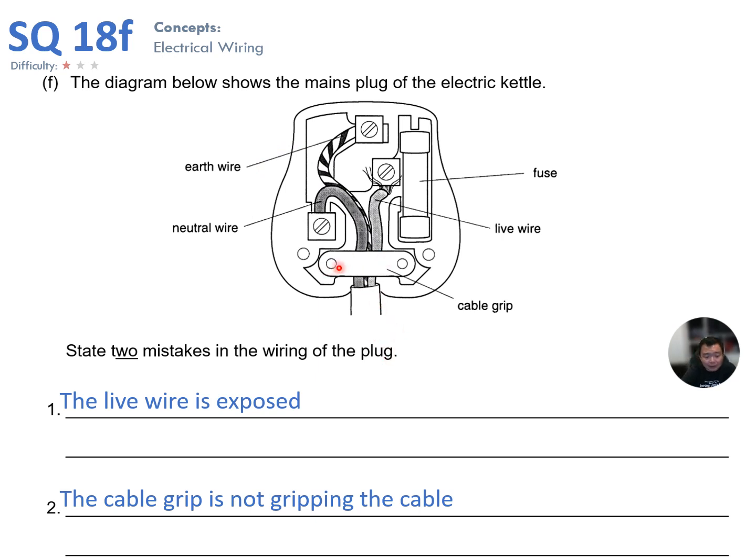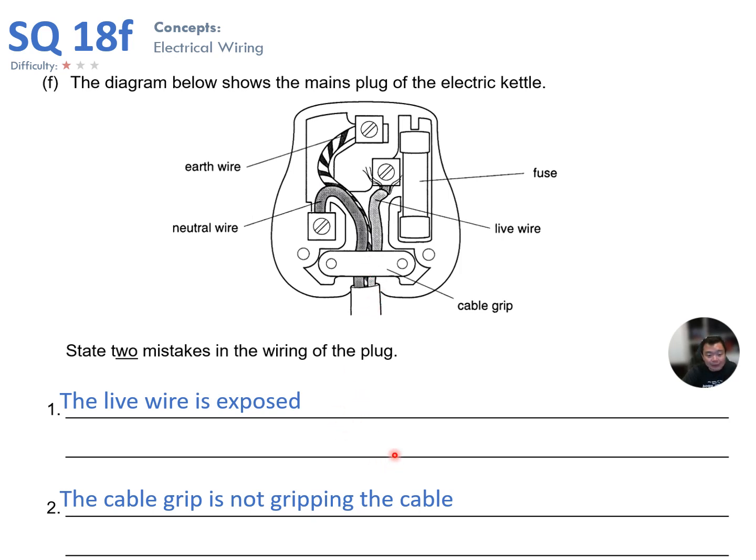Now the second mistake is not so obvious. It's actually about this cable grip. The cable grip is not gripping the cable. By cable I mean this white outer insulation. When we use the cable grip, this white outer insulation should be pressed upon by the cable grip. So we should have pushed this cable more inwards, so that the cable grip secures the outer insulated wire, the whole wire by itself.